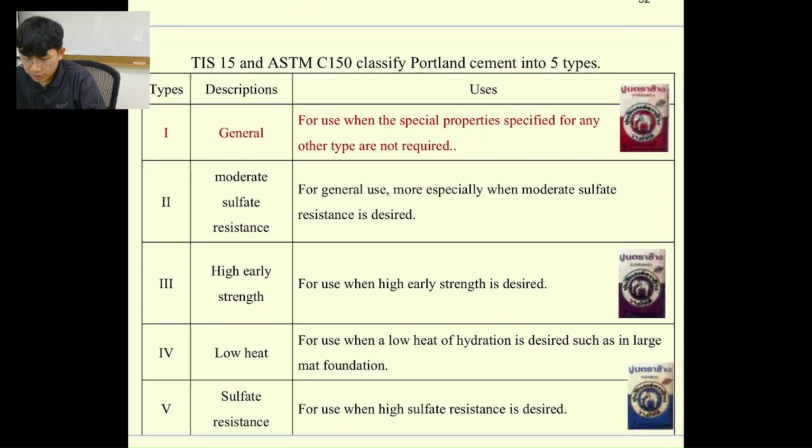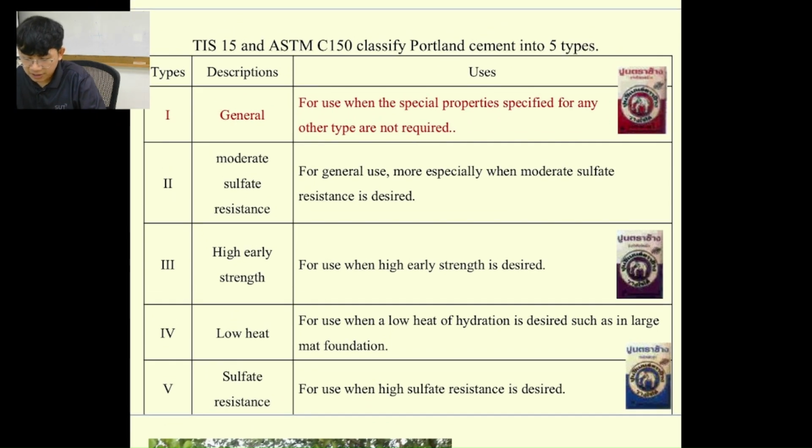So generally for concrete, we have 5 types of cement, according to TIS 15 and ASTM C150. Type 1, 2, 3, 4, 5, and the one that we usually see the most is type 1, or Portland cement. We call it the general cement that we use. Okay, but when we need really high sulfate resistance at the sea area, like the ocean area, we need to use the one called sulfate resistant cement, or cement type 5.